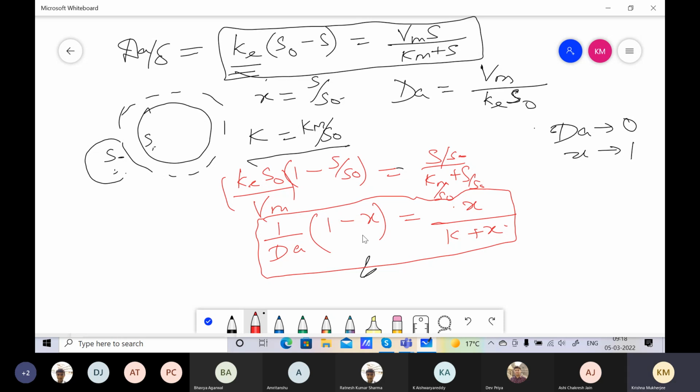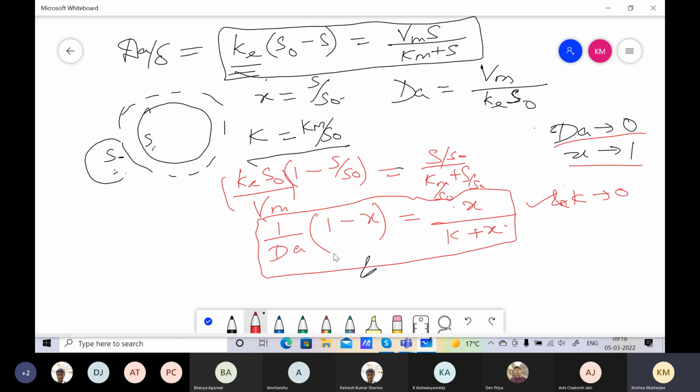1 minus x upon dA is equal to x upon kappa plus x. Now, this very simple reaction model can be used to predict the relationship between x, kappa and dA, which I just now pointed out: as x tends to 1, dA tends to 0. As dA tends to 0, x tends to 1. But also as kappa tends to 0, the reaction rates go up.